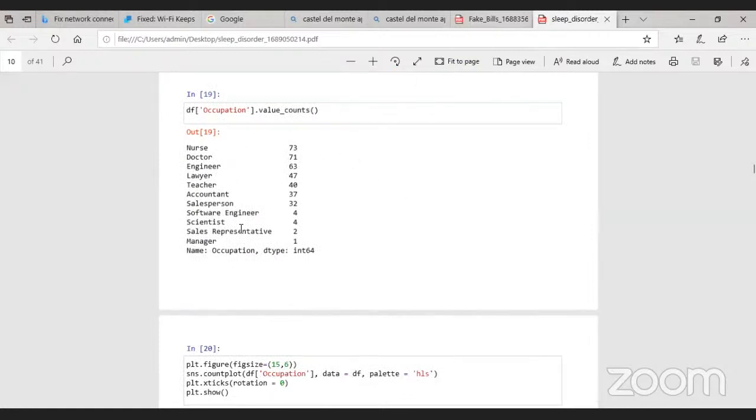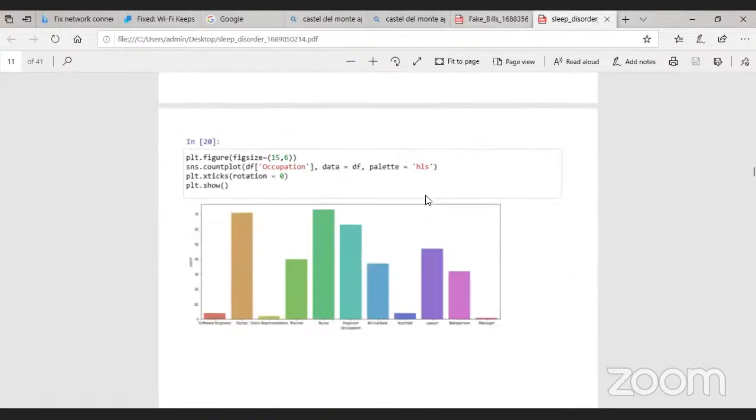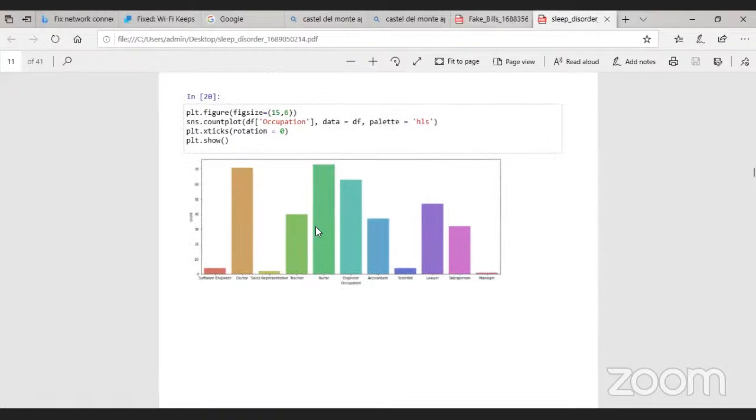Now these are the unique occupations and the number of value counts. If I take the value counts, it will give me the count for the different occupations, right? And simply I will put it in a bar graph. Then I can understand which are the majorly heavy occupations covered here. So you can see that scientists and software engineers are less here.